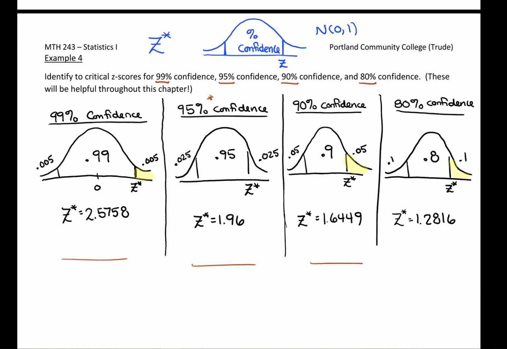But if I did throw in, say, find an 86% confidence interval, what you do is put 86% in the middle of your distribution, figure out what goes into each tail, and then use GeoGebra to find that critical z-score.